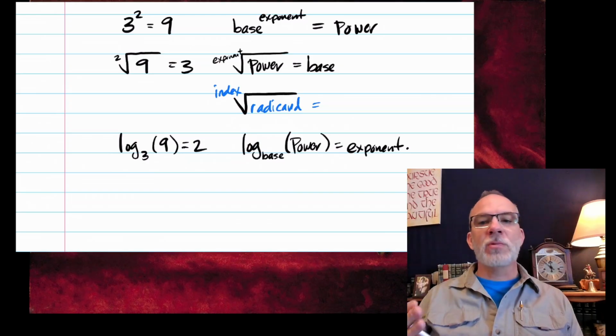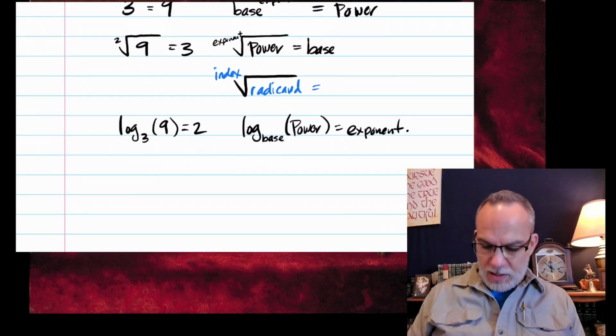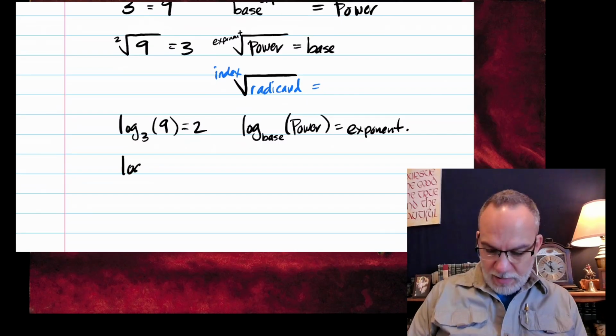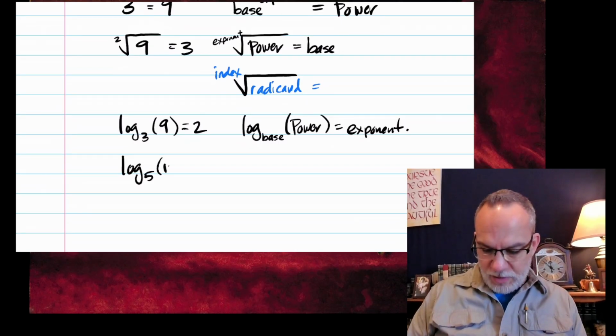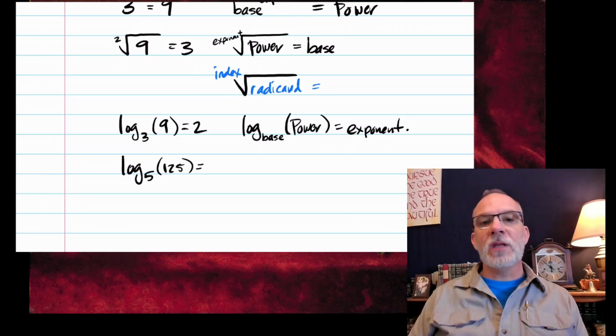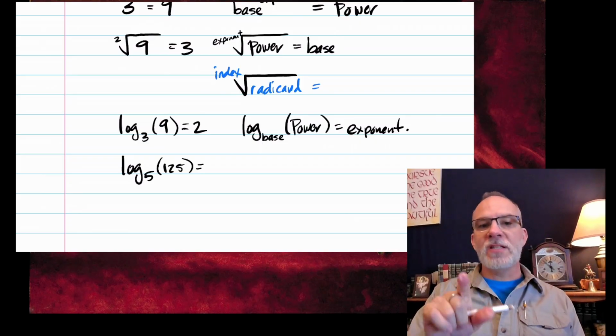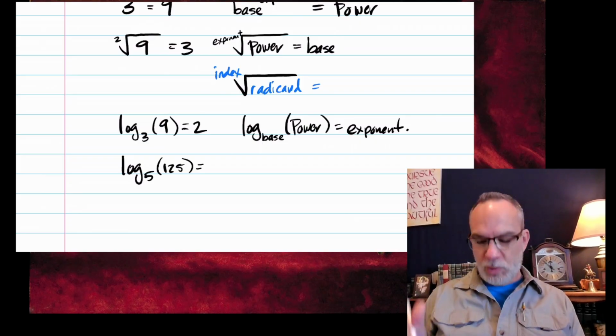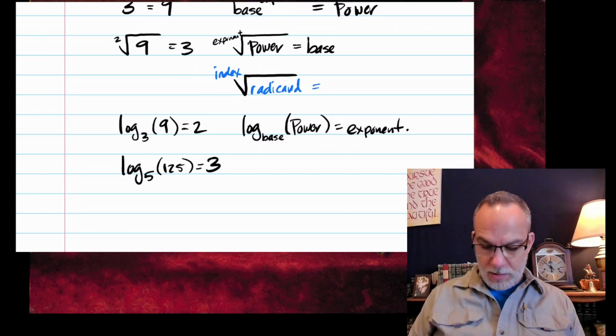All three of these things are related, just in a different form. So for logarithms, log base 5 of 125 would be equal to what? Can you think about that? What exponent do you raise the base of 5 to get 125? That would be 3.